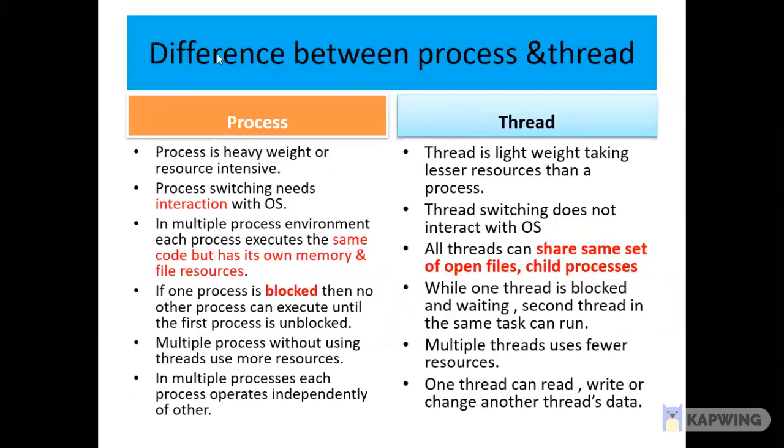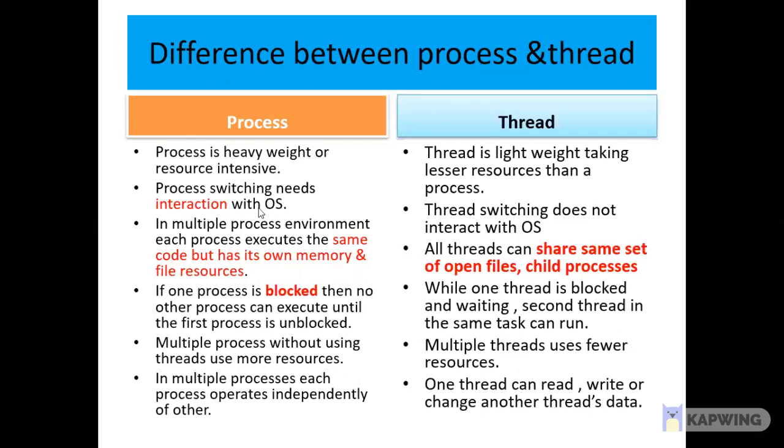This is asked in every question paper: what is the difference between process and thread? A process is heavyweight, or resource intensive. A thread is lightweight, taking fewer resources than a process. A process requires more resources, a thread requires fewer resources, so it is lightweight. The second difference is that process switching needs interaction with the OS.